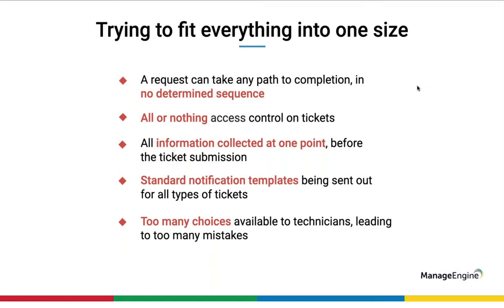So all or nothing access control on tickets. A technician can have complete control on a request. He can do pretty much anything that he wants to do in the request, or otherwise nothing is given to him. So with the roles, that is what we were able to achieve. We were not able to provide certain privileges to a technician where he can only change status.